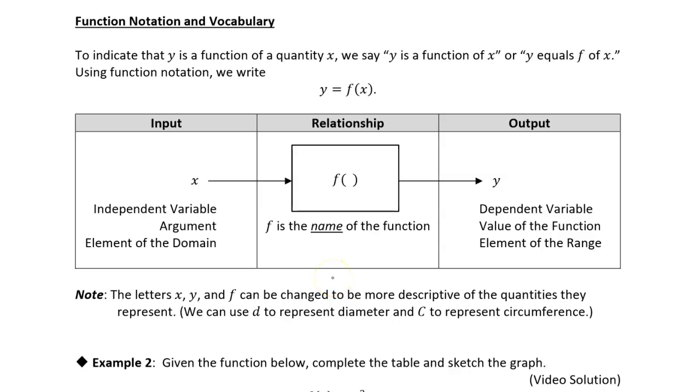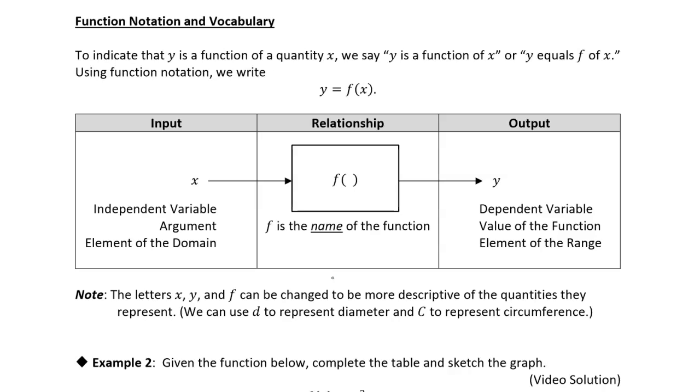All right, so before we go on to the next example, I want to just talk a little bit about the notation for functions and some of the vocabulary that we use. So when we have two quantities, here we have x and y, we say that y is a function of x. That means that y depends on x. There's some relationship between y and x.